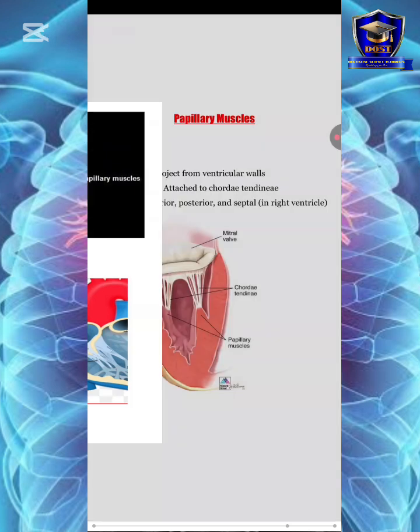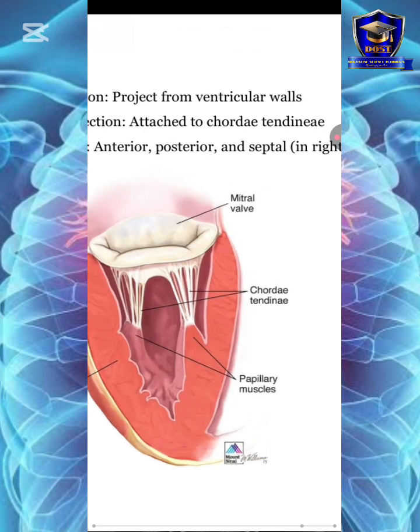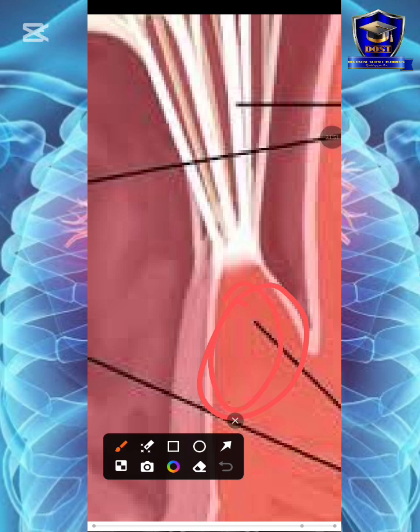Now, on this other side, which is going to be the final part of the class, we're going to be talking about the papillary muscle. So, what's the papillary muscle? First of all, the papillary muscle projects from the ventricular walls. You can see them clearly in the diagram, very clear and obvious. This guy here is the papillary muscle. This particular one I'm shading now is the papillary muscle.